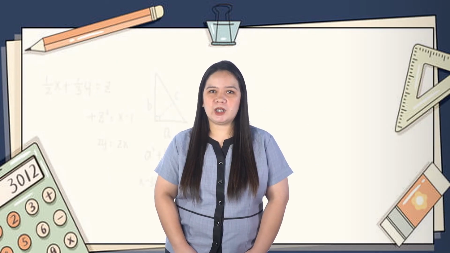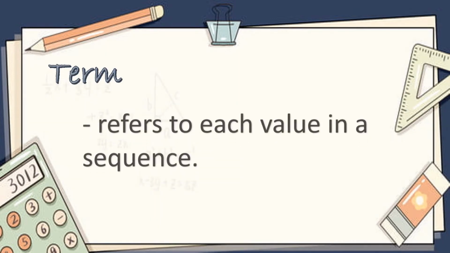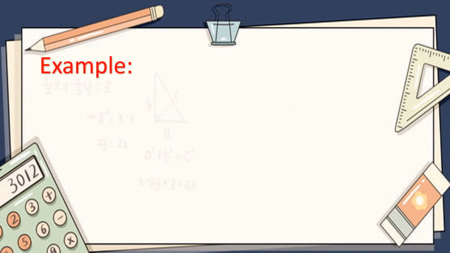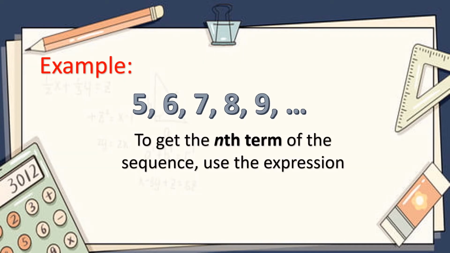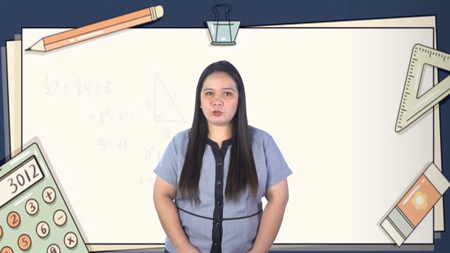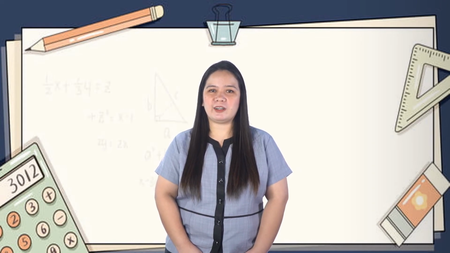Next is term. Term refers to each value in a sequence. For example, in the sequence 5, 6, 7, 8, 9, the first term is 5. The second term is 6. The third term is 7. The fourth term is 8, and so on. To get the end term of this sequence, we will be using the expression n plus 4, where n is a positive integer. When we say positive integer, it is also known as counting numbers or natural numbers.